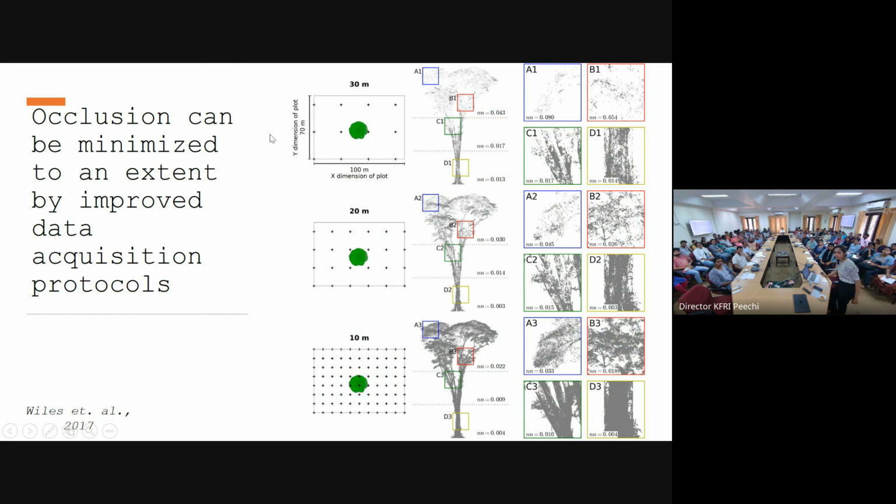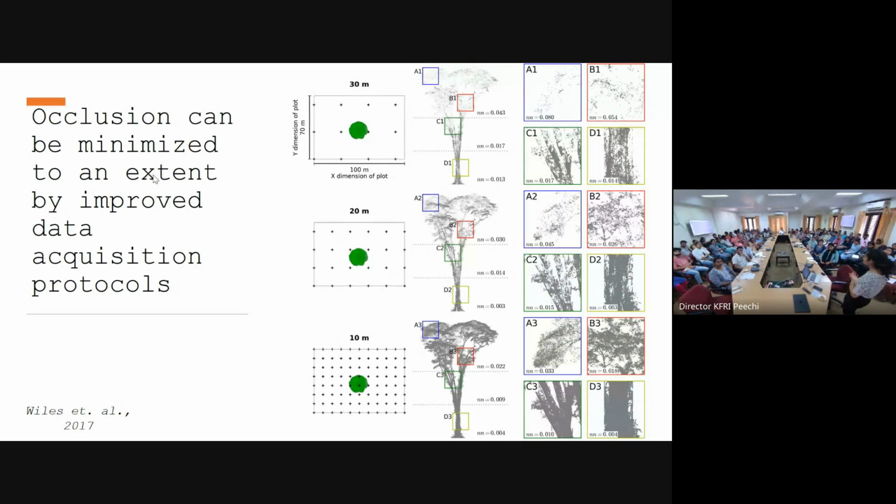So here you see 3 different types of protocols. In the first section, you're collecting data from every 30 meters. And in the second, you're collecting data from every 20 meters. And when you collect data from every 10 meters, you start seeing that the quality of the data significantly improves. So by increasing the number of viewpoints from which you look at the tree, you can actually minimize the occlusion.